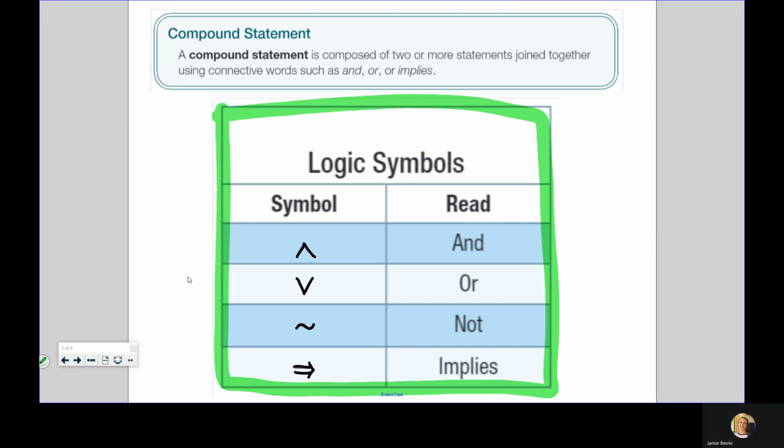So compound statements that use these symbols each have their own little fancy name. So I'll tell you what that name is, just so if you see that name, you're able to recognize it. Statements that are connected with the word and are called conjunctions. Statements that are connected with the word or are called disjunctions.